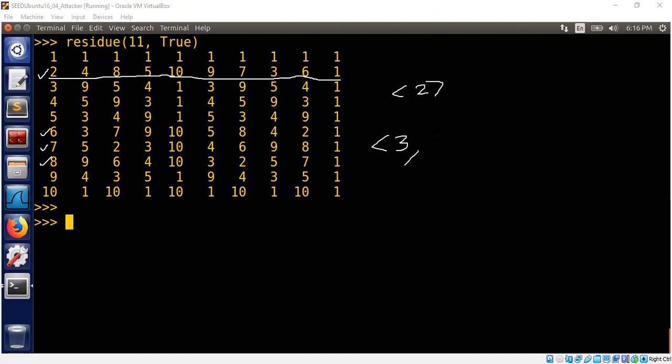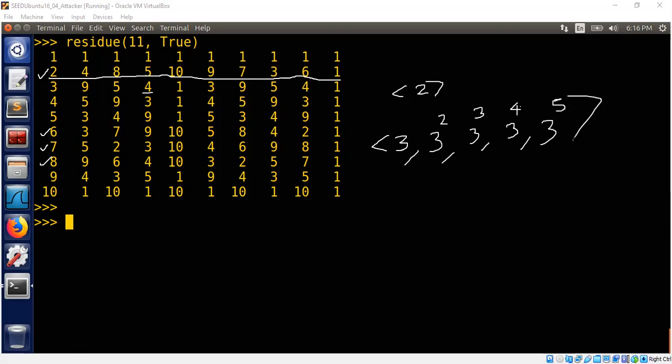3 square is 9. 3 cube is 5 in mod 11, right? And 3 power 4, what is 3 power 4? 3 power 3 is 5. So 5 into 3 is 15. 15 mod 11 is 4. That's why you see a 4 here. And 3 power 5 is 4 into 3, 12, which is mod 11 is 1.